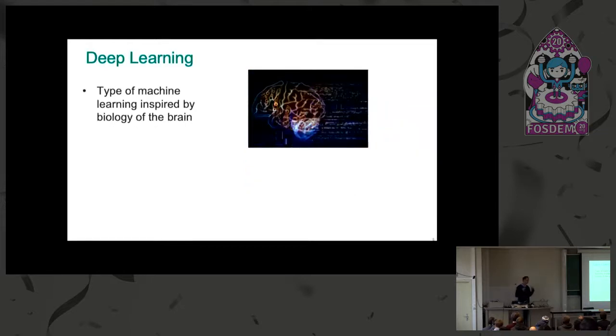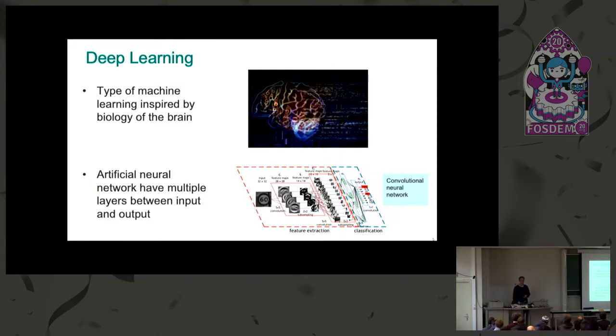So let's get started. We've all heard about deep learning and deep nets in the popular press, in the specialty press. It's a kind of machine learning which is originally inspired by biology of the brain, although these days it has less to do with neuroscience. And it is characterized by artificial neural networks, which are networks that have multiple layers. They have an input layer, for example, an image, an output layer, which could be a classification, and in between they have many hidden layers with different components. And an example is this convolutional neural network, which is often used in image processing applications.